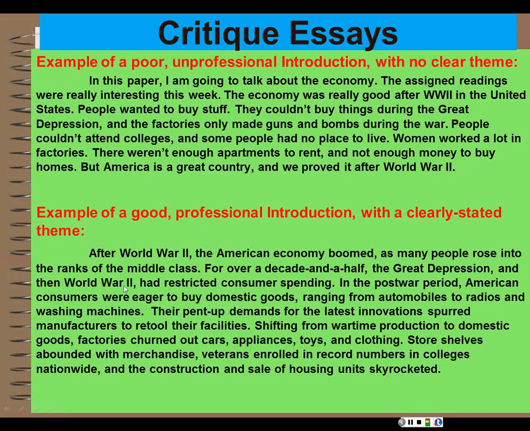Well, we can see that this is much more detailed, and this expresses that it wasn't that people couldn't buy things. Their consumer spending was restricted for obvious reasons. It wasn't that factories only made guns and bombs. It's that factories had to concentrate on those things, etc.